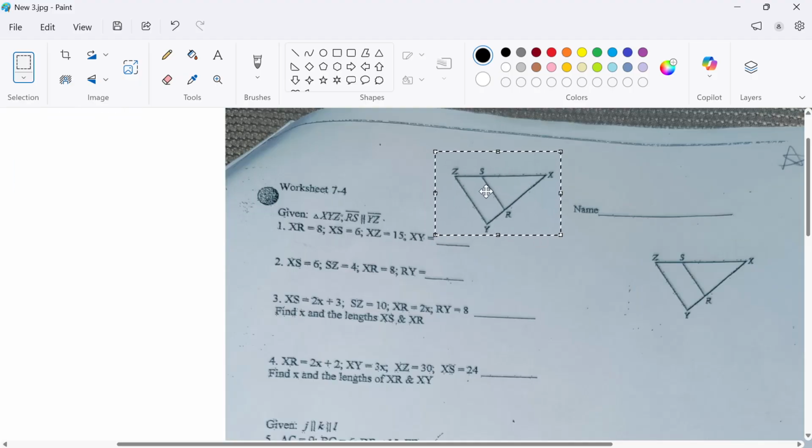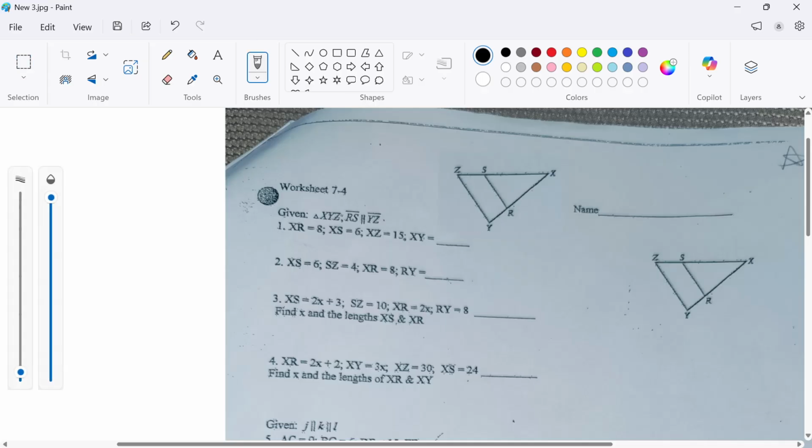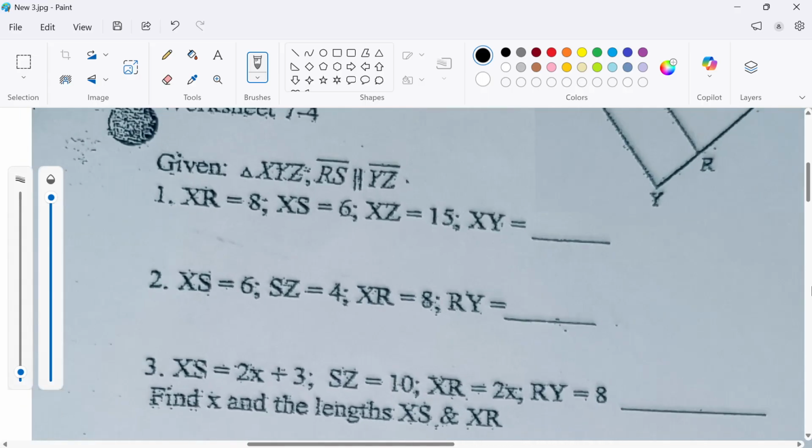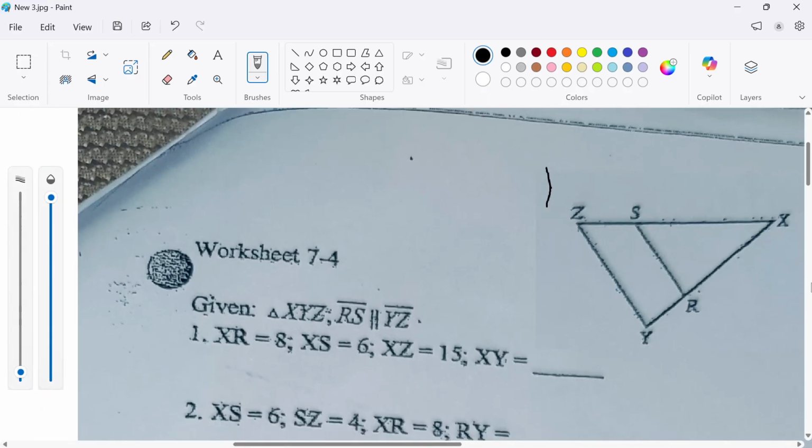So this will be for number 1. I'll put it up there. I'm trying to think of how I get enough room for this. Okay, XR equals 8. Wait a minute. XR equals 8. XS equals 6.